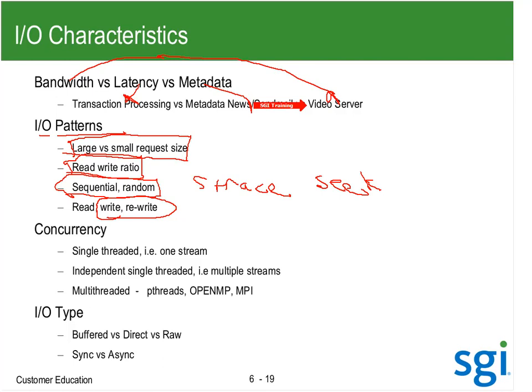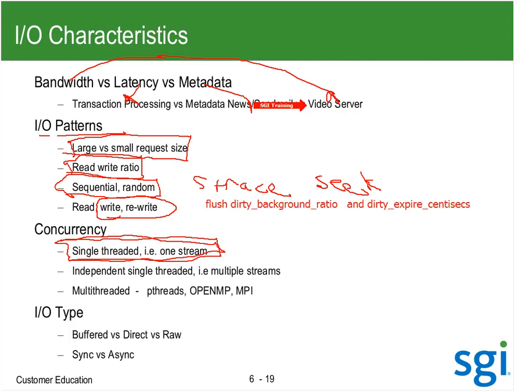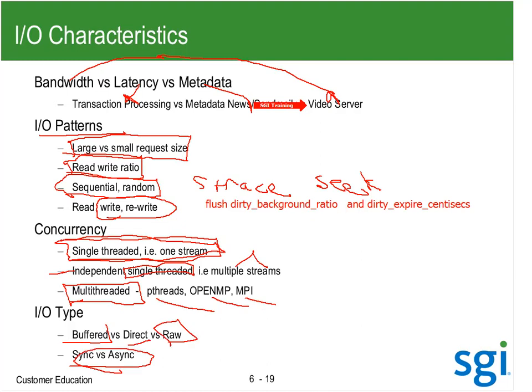Also relevant is concurrency. Am I single-threaded in one stream, like a video stream coming down from a satellite? Or do I have independent streams, multiple streams, lots of different people reading different video files? Or are these tightly coupled I/O streams? Independent single streams are not locked together. But if I've got pthreads or any of these doing concurrent I/O, tightly coupled, that's even more severe for concurrency. Again, I want to know if I'm cache buffered, direct, or raw, and then synchronous versus asynchronous. The more I know this information, the more relevant my configuration decisions are.